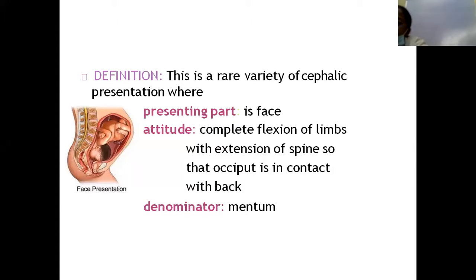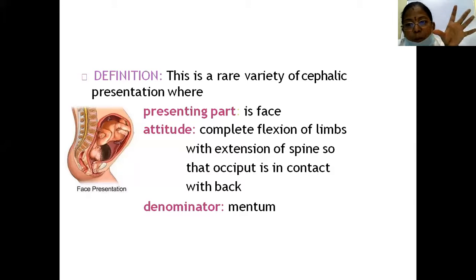Here, what is the denominator, all of you? The denominator is the bony projection on the presenting part. So here the denominator is the mentum. Mentum is the chin. It is the denominator. And usually face presentation is seen in around 1 in 500 to 1 in 1300 cases. So it's a sub-presentation of the cephalic.